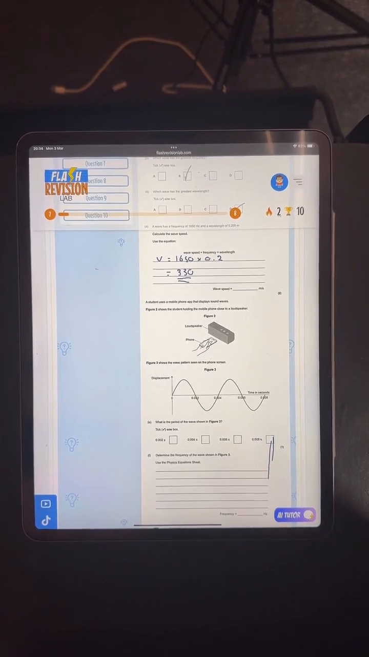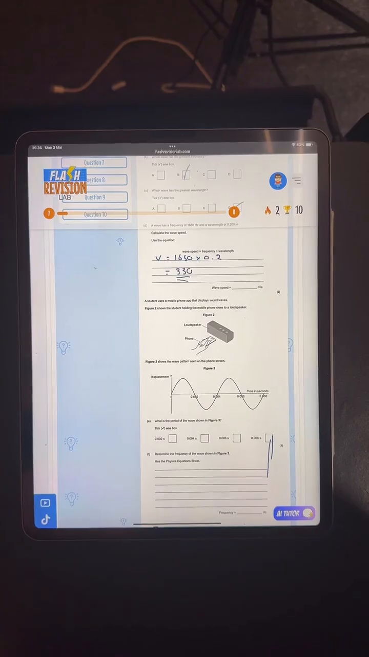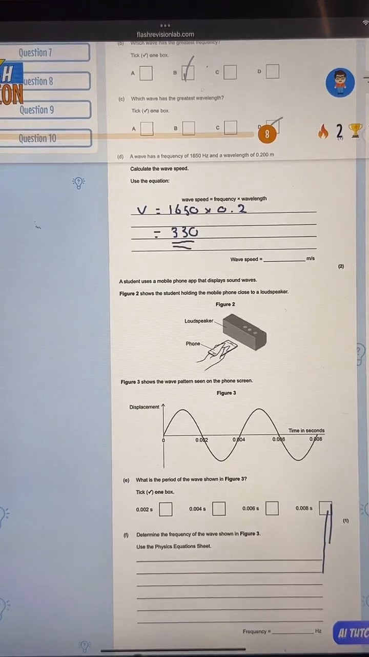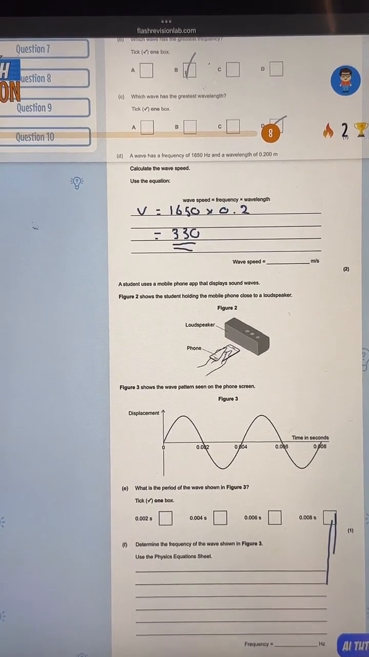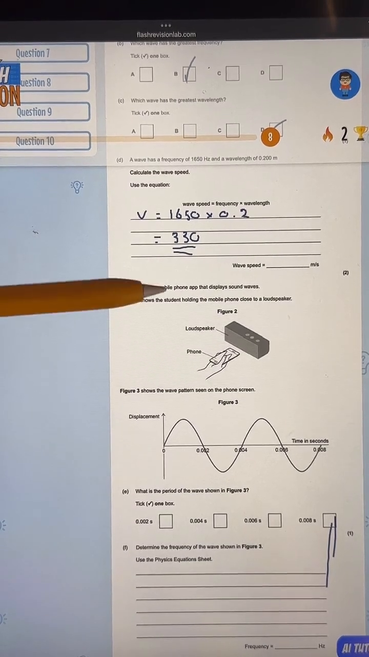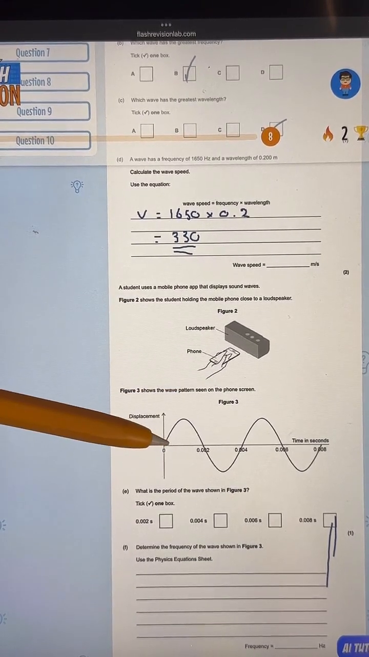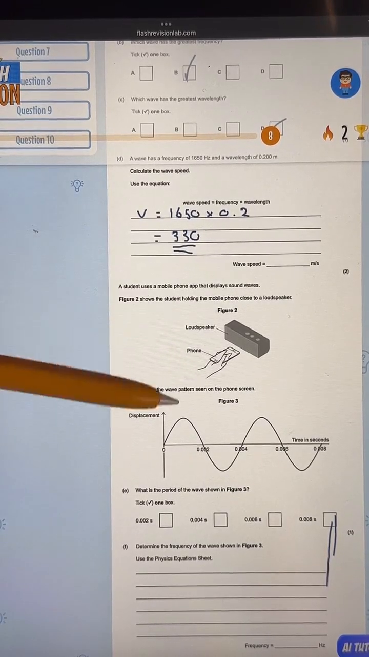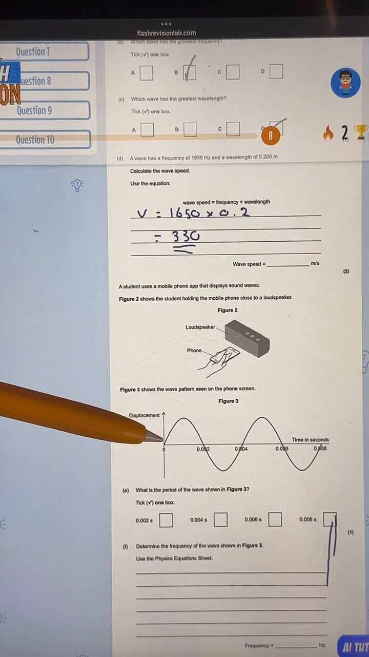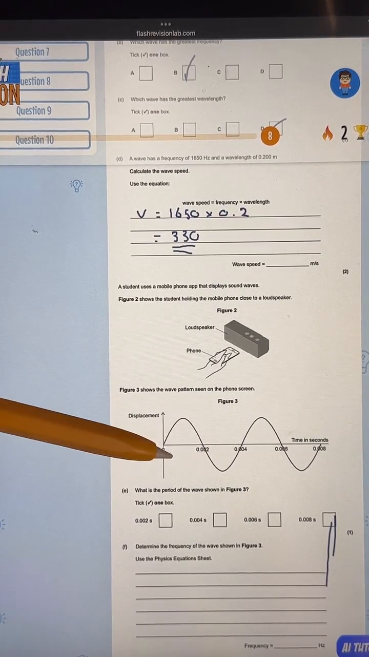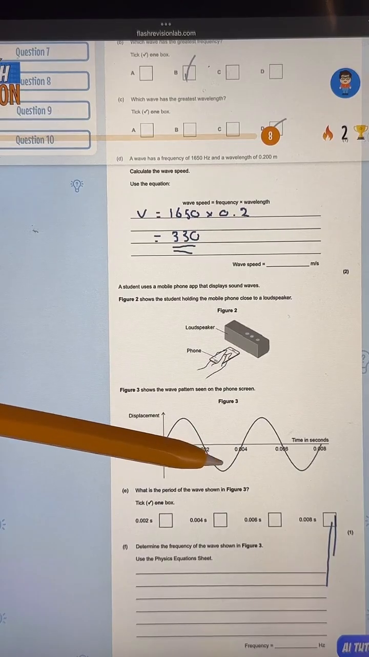So period refers to the time taken to complete one full wave. I'll just zoom in a bit so you can see that better. The period, otherwise known as the time period, is the time to complete one full wave cycle or one full oscillation. An oscillation, similar to one wavelength, is from when a wave starts to when it repeats again. So you get one full cycle before the wave starts to repeat.